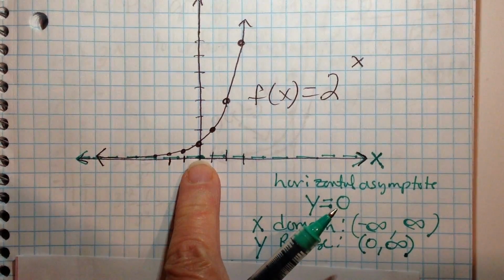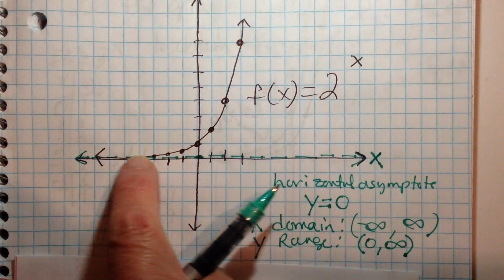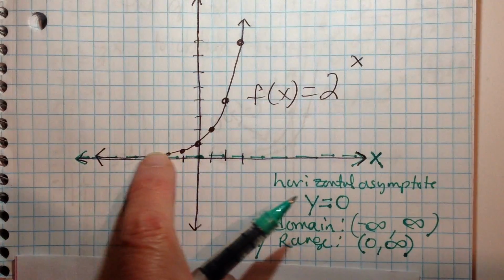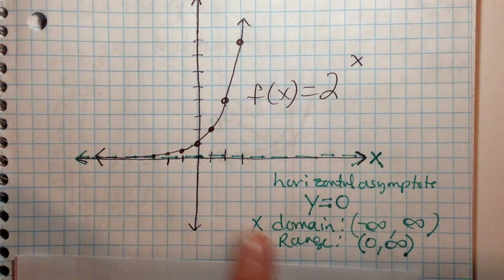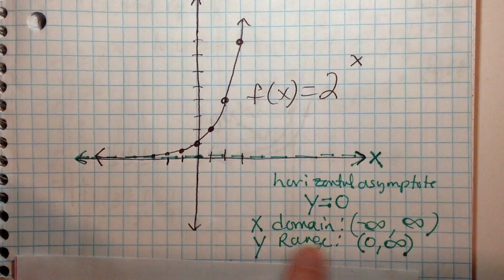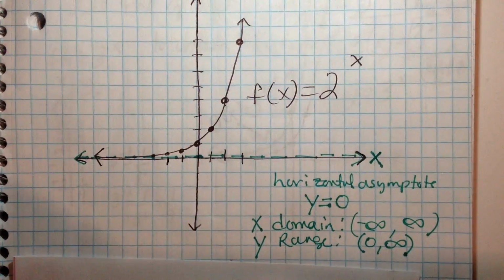Because it has never touched 0, because this graph has an asymptote. It gets closer and closer and closer to the x-axis, but never touches it. So this would be your range from 0 up, but not including 0.